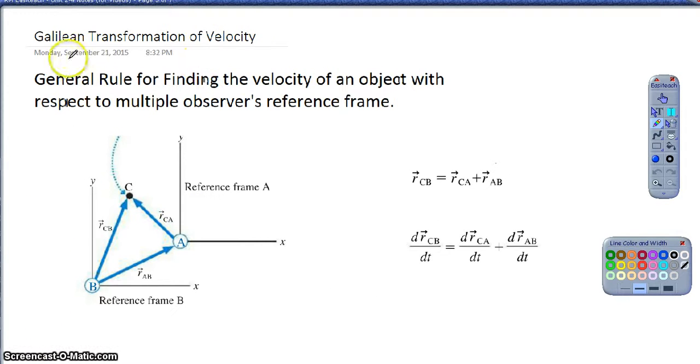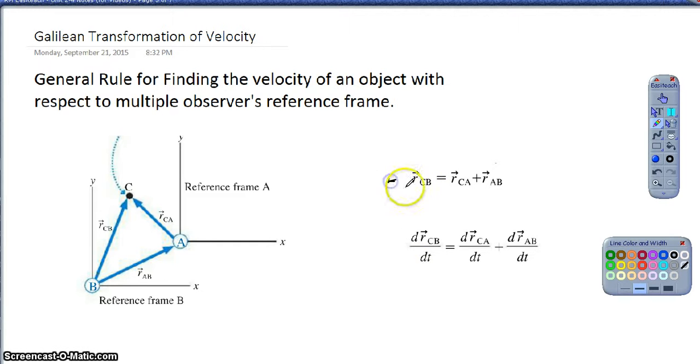This next slide here, the Galilean transformation of velocity, it's a general rule for finding the velocity of an object with respect to multiple observers. It looks kind of confusing, it looks way worse than it actually is. Because really all this is saying is exactly what we just did.